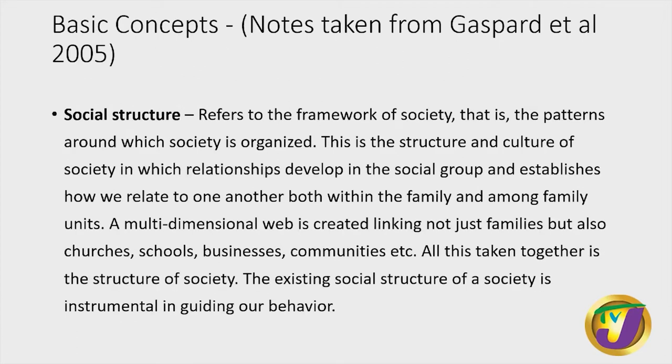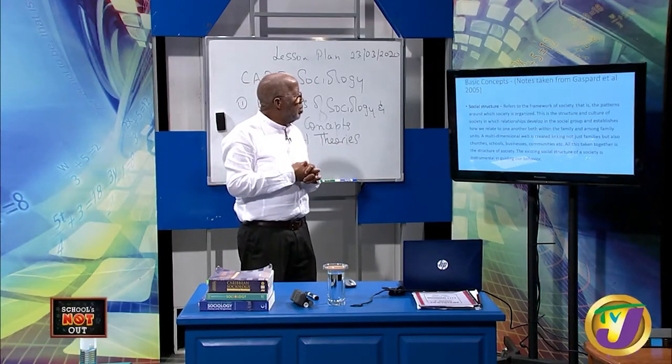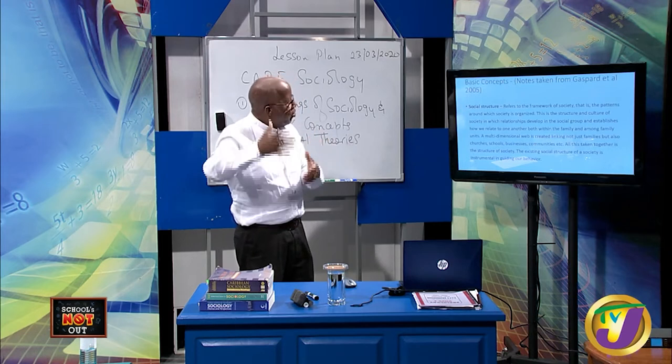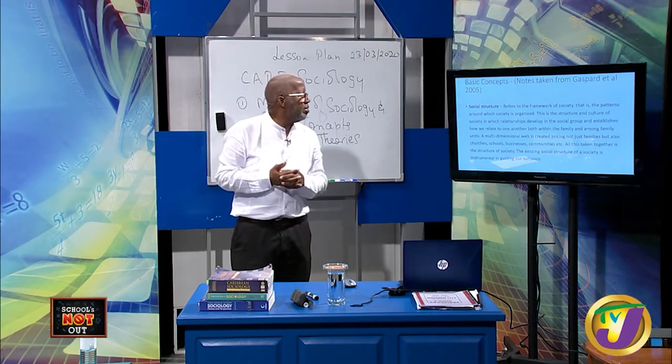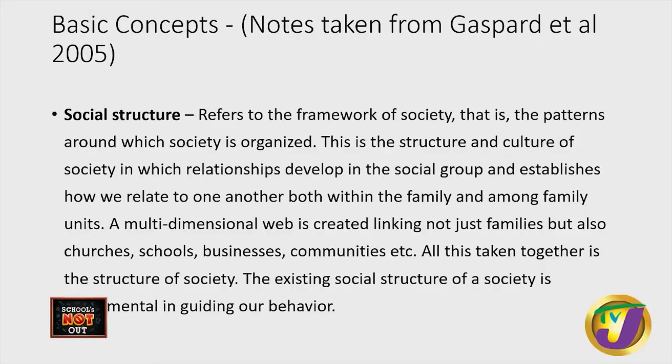Now, social structure. Some people think it's rather esoteric, and esoteric means just a little up in the sky. It refers to the framework of society, that is the patterns around which society is organized, hence the term structure. This is the structure and culture of society in which relationships develop and social groups relate to one another, both within the family and among family units. So it's important that we understand that we operate in a social structure. Jamaica has a social structure. Spanish Town has a social structure, St. Catherine has a social structure, Clarendon has a social structure, Montego Bay itself also has a social structure.